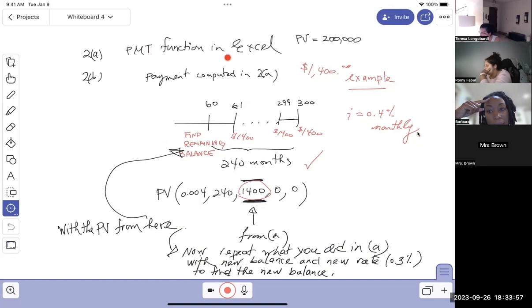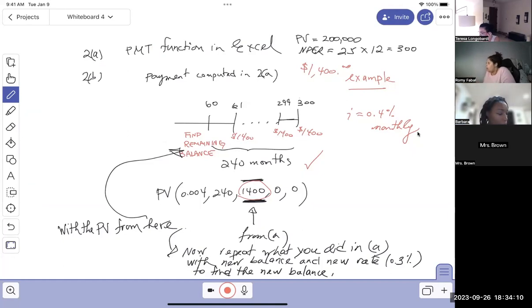It's not 60. How many payments are there total? Was it 300? Let's see, 25 years. 25 years times 12 is 300. So the first time period for the first part was 300 because it's the 25 years times 12. Yes, 300.